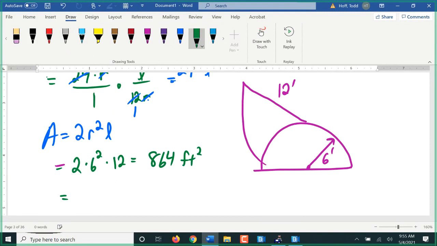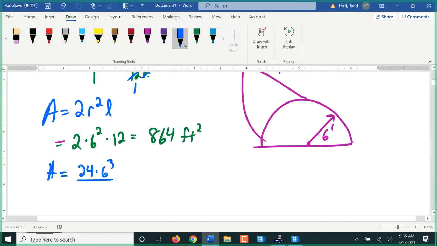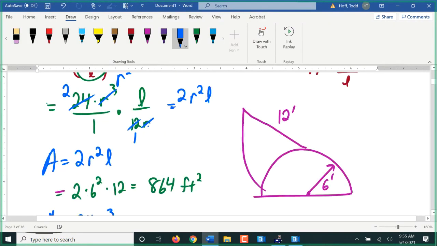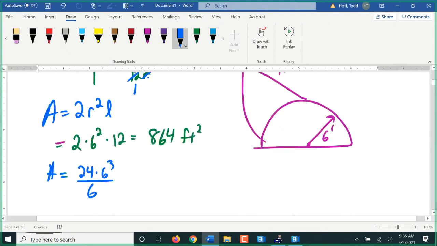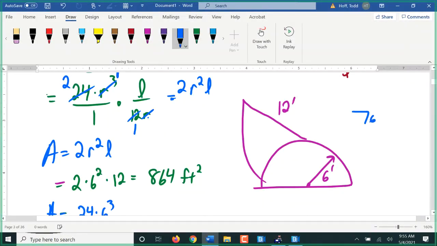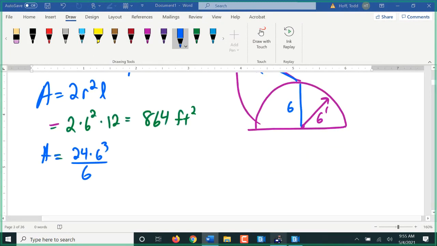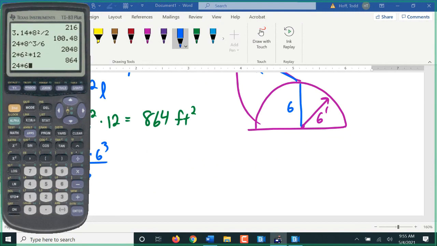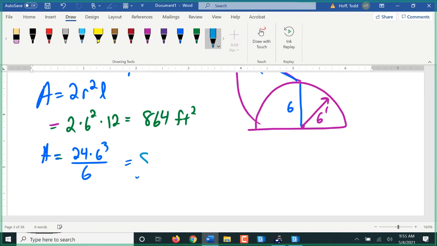If we use the original formula, it would have been 24 times 6 cubed over 6, and the radius is 6 and a ridge of 12. Actually, it also works out to be a 6/12 slope, because this would be 6 and that would be 12. That's where the 6 came from on the bottom there. The 24 times 6 cubed divided by 6 also gives us 864 square feet. So we can see those formulas are equivalent.